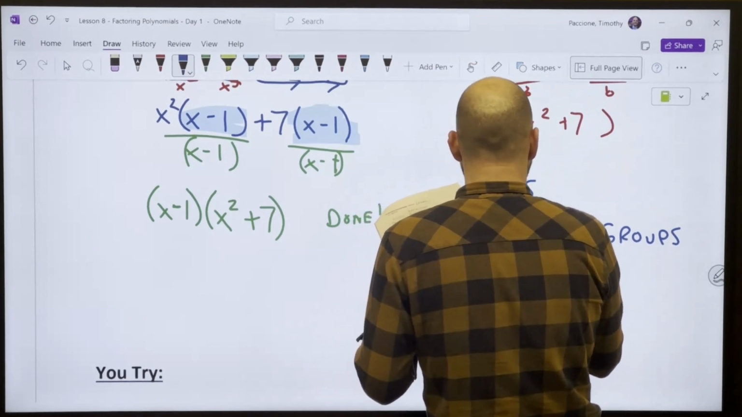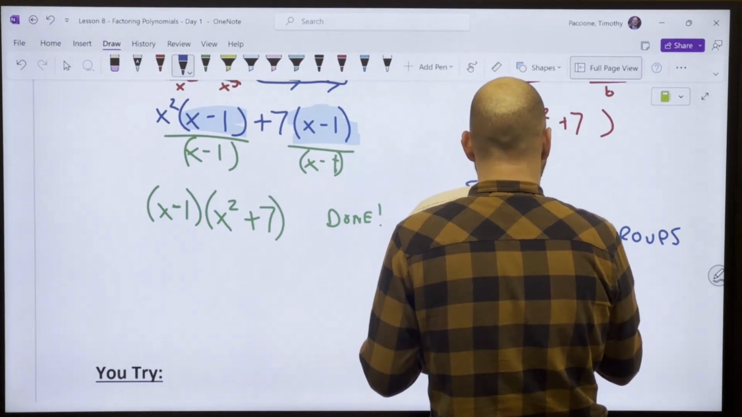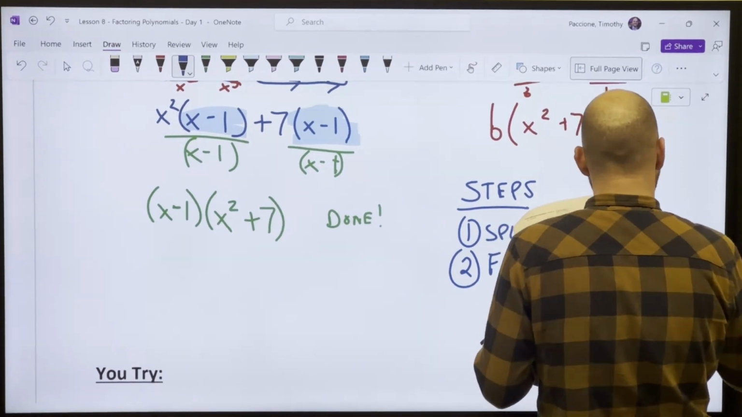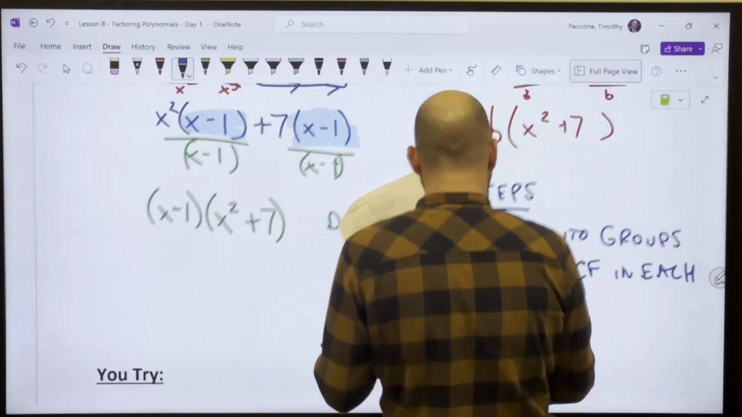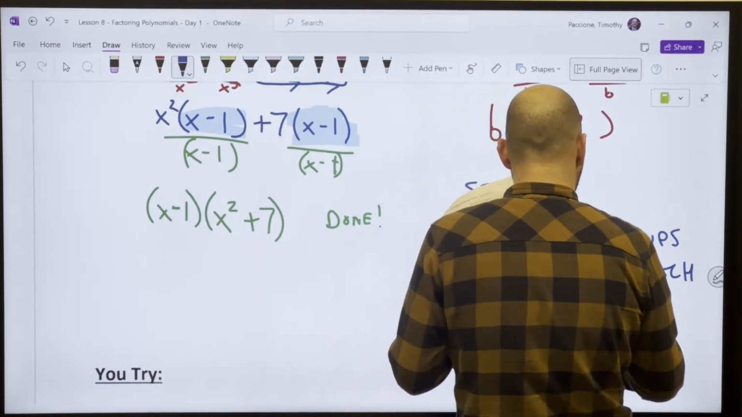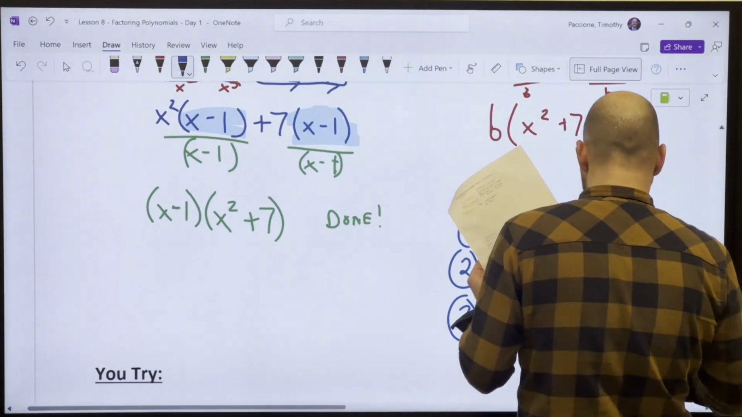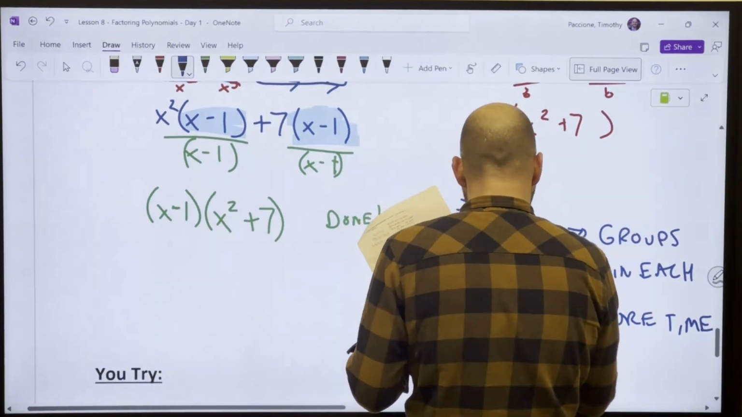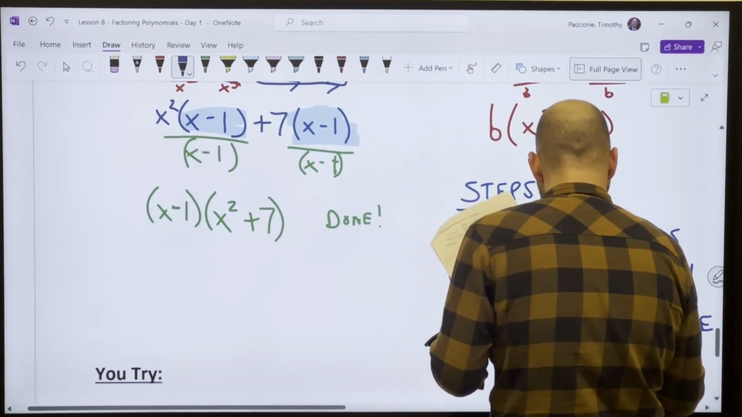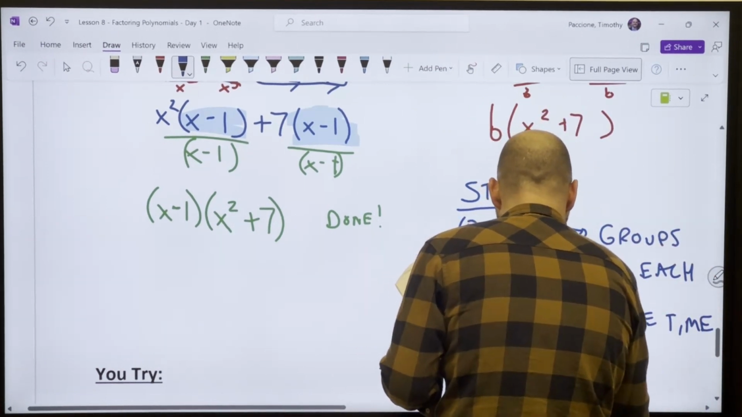You're going to split them into groups. You're going to factor GCF in each, and then GCF one more time. And then, in other words, the parentheses goes in front. Everything else in the back.